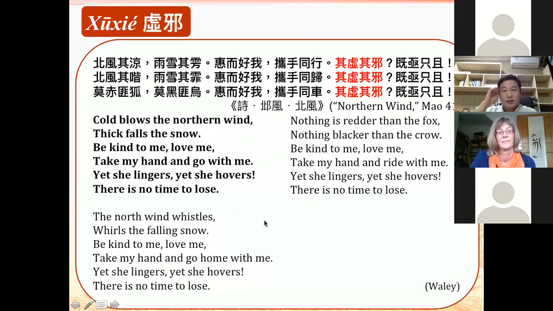Another term we found in the Book of Songs is 虚谐.